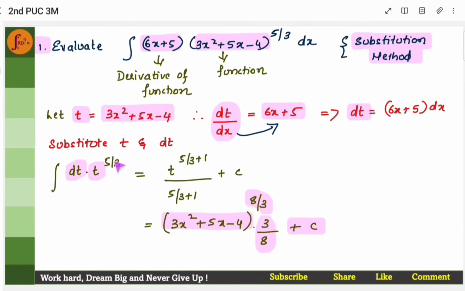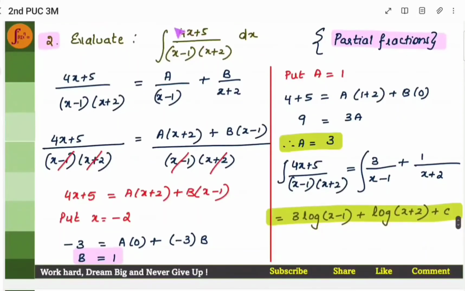This one is t and the power. Don't take the power when you substitute t here. So here it will be t to the power 5 by 3 power. Then use integral formula, right? Increment the power and put the incremented power in the denominator. That's it. Simple. Here, which method to use?